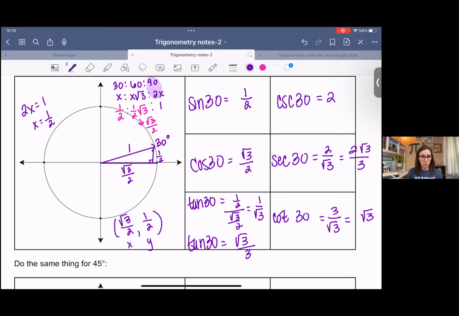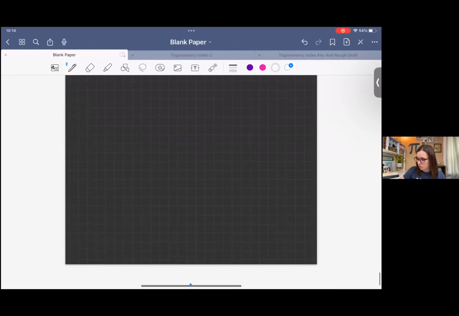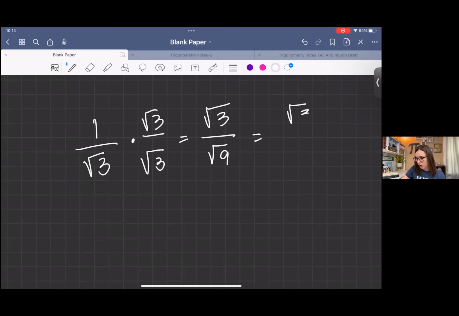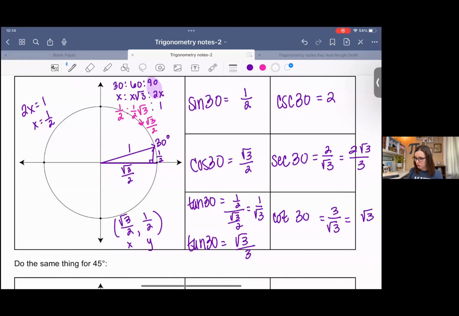Sine of 30 was very simple. It was the y value. Cosine of 30 was very simple, was the x value. Tangent 30 got a little messy. You do y over x. And when you divide those fractions, you flip the second and multiply, you get 1 over square root 3. So that square root 3 in the denominator is a bit of an issue. So what we do is we rationalize it. And to do that, I'll go ahead and show you 1 over square root 3, multiply top and bottom by square root 3. We get square root 3 over square root 9, which is square root 3 over 3. So that's where I got that solution. Square root 3 over 3.